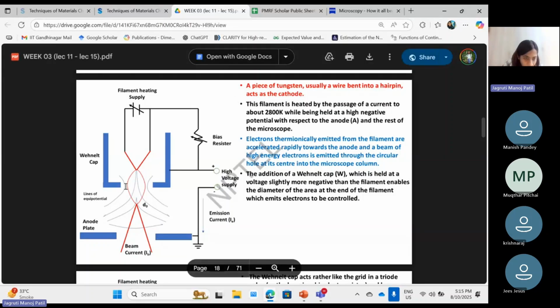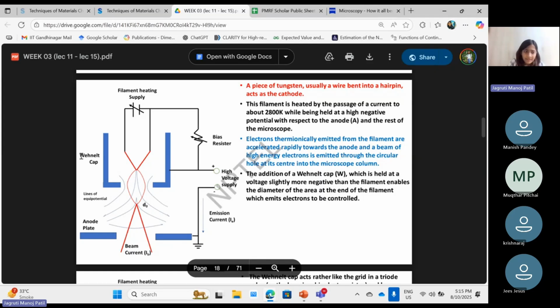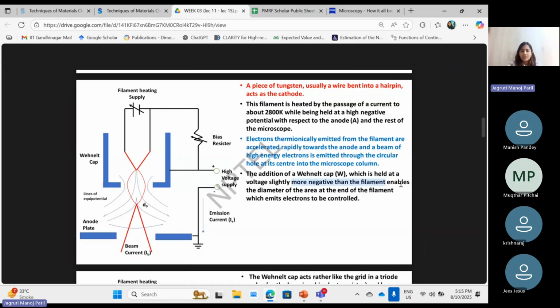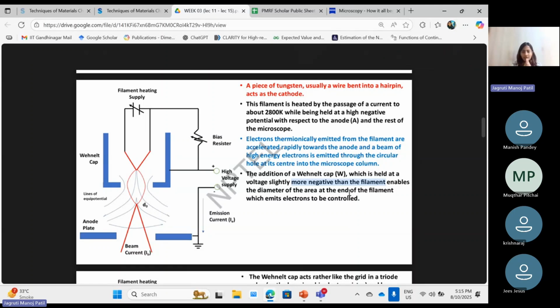So if you see this particular band, if you increase or decrease the diameter of this band, it will help you engage more or fewer electrons within it. That is termed the Wehnelt cap. Now, this cap is held at a slightly higher negative voltage, so that it can adjust the diameter of the filament tip, so that you can control the number of electrons passing through it.